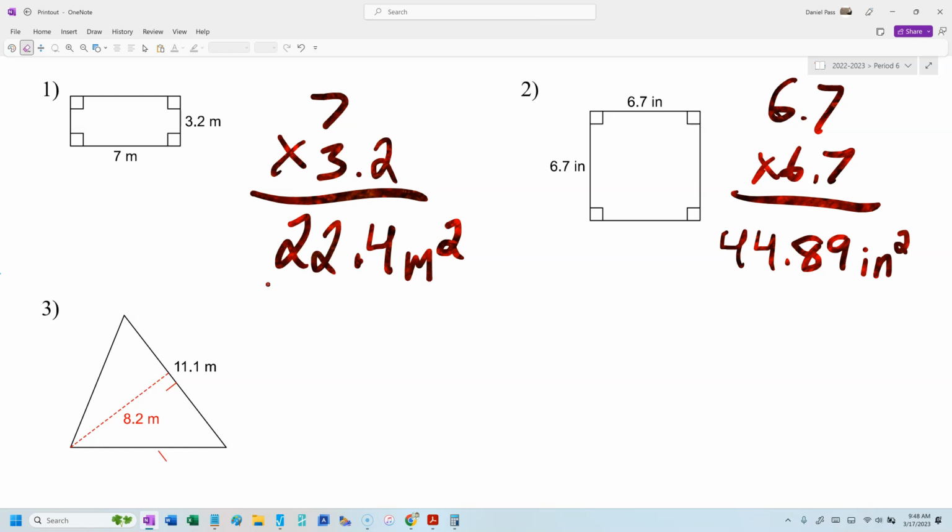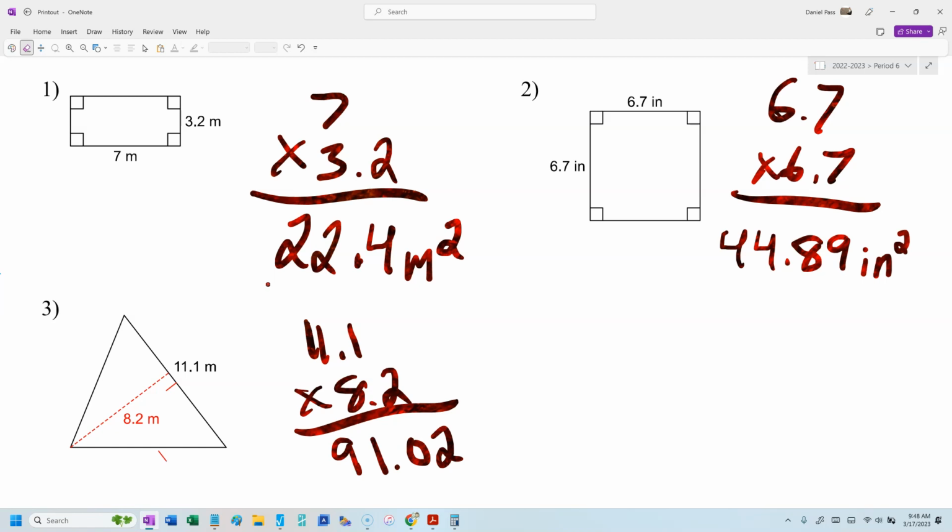All right. So how do we do this one? So 11.1 times 8.2. Do we agree with that, everybody? Okay, what do we get? 91.02. Is that right, everybody? Yes. Okay, and are we done? No, you have to divide by 2.